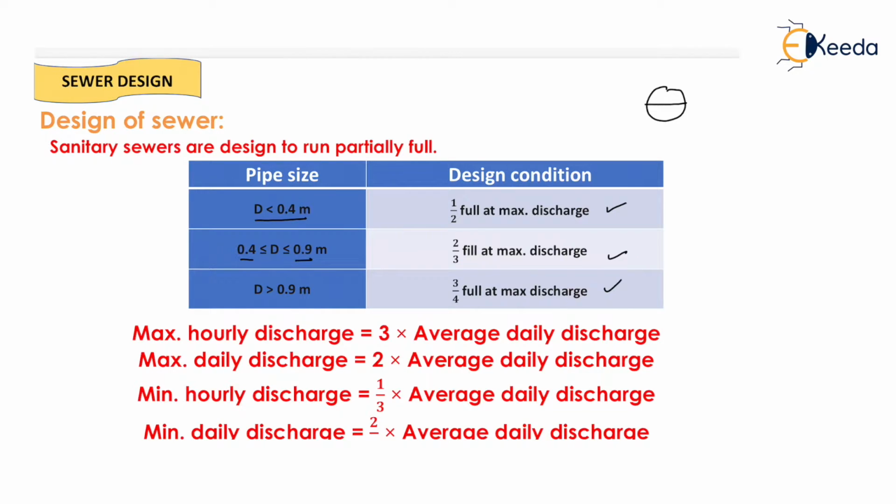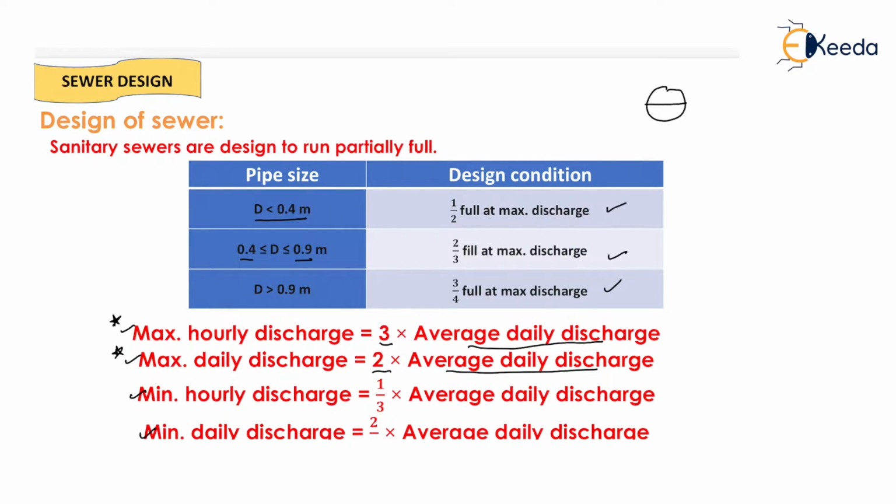Now we need to discuss certain criteria which we need to maintain in our sewer, that is the maximum hourly discharge, maximum daily discharge, minimum hourly discharge and minimum daily discharge. These parameters we had already seen in the sources of water and water demand and the variation in demand. In the water treatment, the maximum hourly demand will be equal to 2.7 times of average daily demand. We had rounded it off to the next integer, which will be equal to 3 times average daily discharge. Now maximum daily discharge will be equal to 1.8 times average daily discharge, which we had rounded off to 2 times average daily discharge.